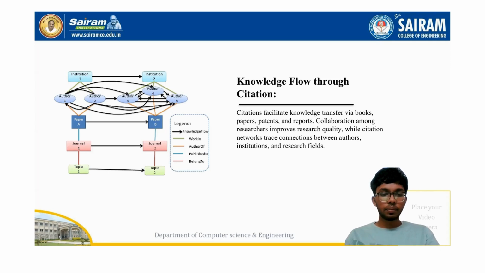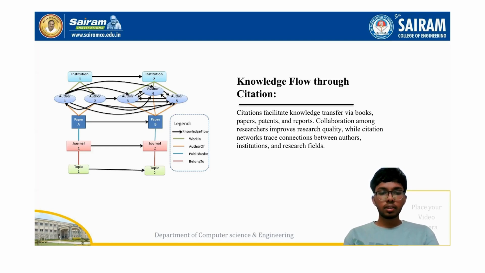And the second step that gets involved is collaboration and network building. When papers cite each other, it creates a network of research, and the citation allows researchers to build on each other's work, promoting collaboration and new discoveries.